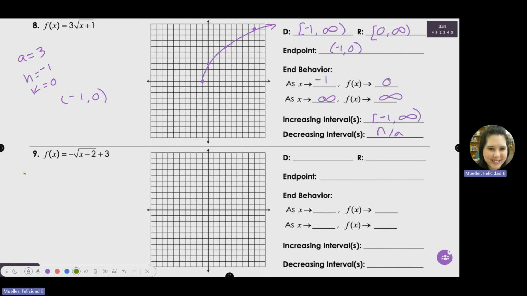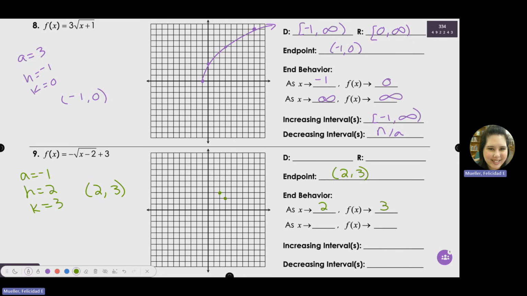Number 9, I have A is -1, H is 2, K is 3. So 2, 3. So as x approaches 2, y goes to 3. So since my a value, I'm just going to multiply what I would go up by my a value. So when I go over 1 to the right, I would go up 1, but 1 times -1 is actually -1, so I'm going to go down. So in this case, we just have a reflected value. So instead of going up, I'm actually just going to head down.